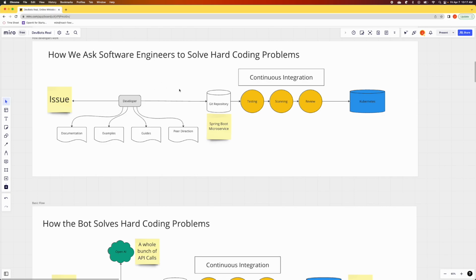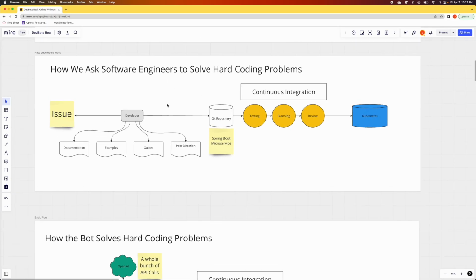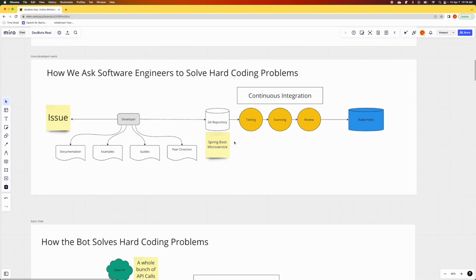What we have here is the general flow of how software engineers solve hard coding problems. They get an issue, which could be just some set of requirements, and then they look at documentation, examples, guides. They get peer direction to produce code that ultimately gets committed to a Git repository. So something like a Spring Boot microservice, for example.